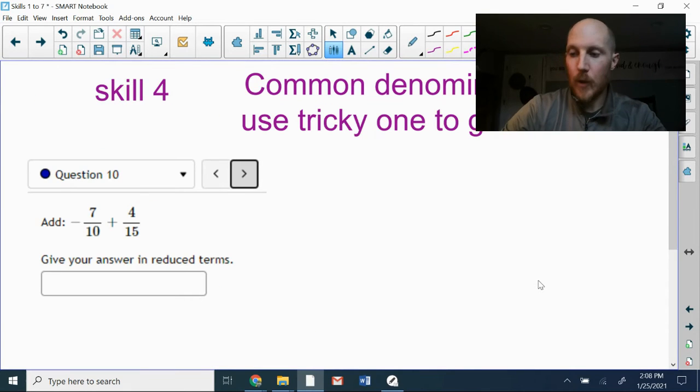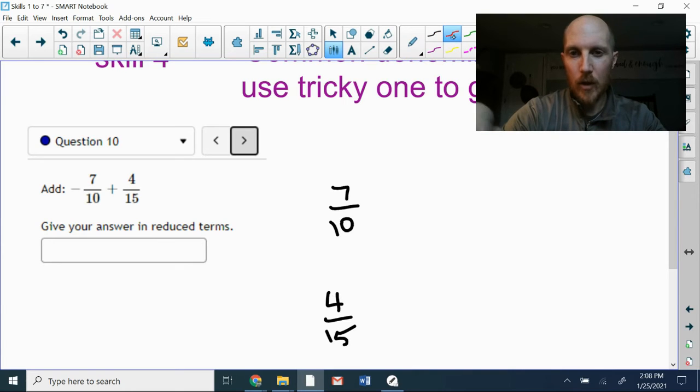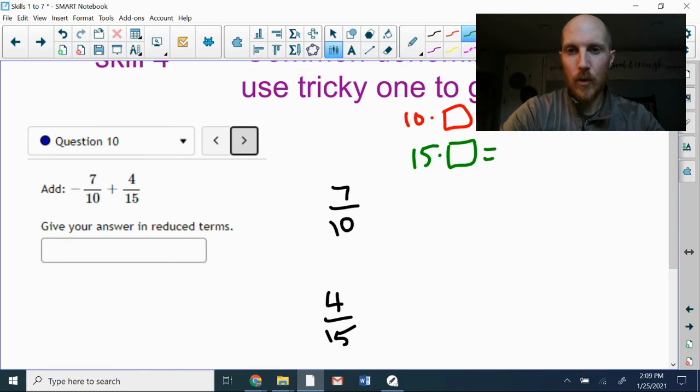Question 10. All right, so we got another adding fractions. These don't have common denominators either, so let's just jump straight to this. So I got 7 over 10, and I've got 4 over 15. What number could 10 and 15 both multiply into? 10 times something, and the other fraction has a denominator of 15. 15 times what? Well, I know that they both go into 30. All right, this would be 10 times 3 will give me 30, and 15 times 2 will give me 30.